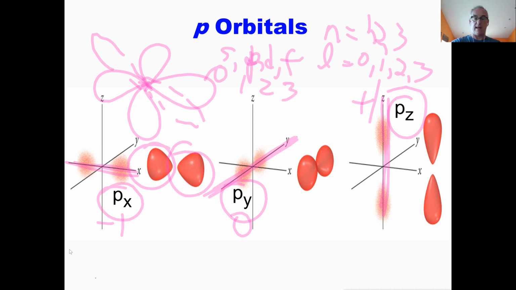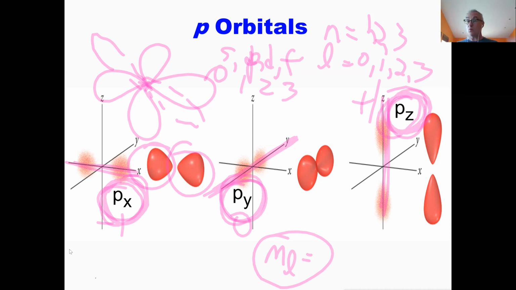Now, m sub l tells us where that electron is. So we know how far away from the nucleus it is with n. l tells us which subshell it's in. But m sub l tells us where, which part of the subshell. Is it this one, p_x? Is it p_y? Or p_z? We don't know which one it is. So m sub l tells us that.